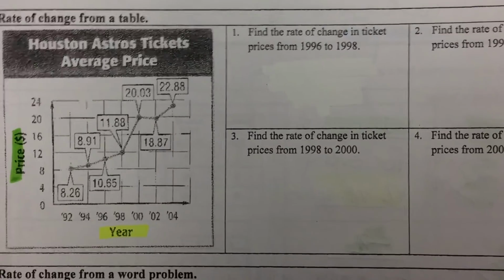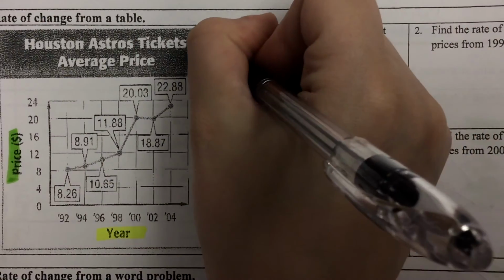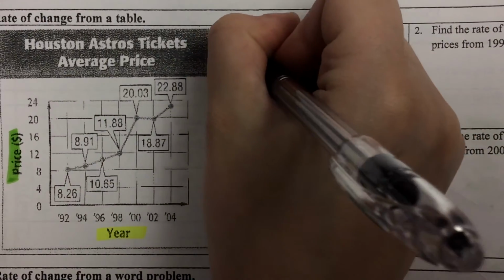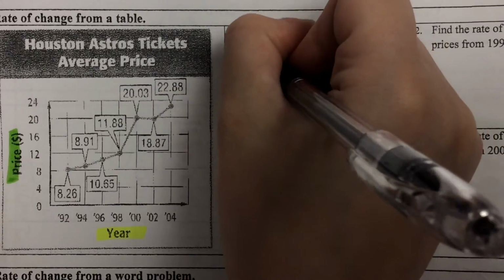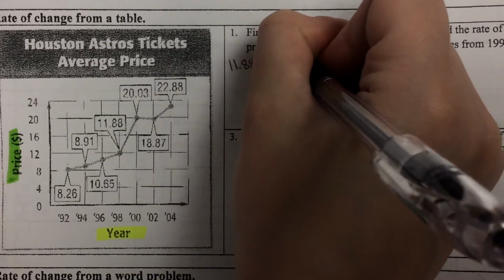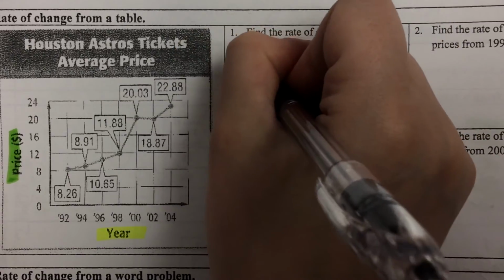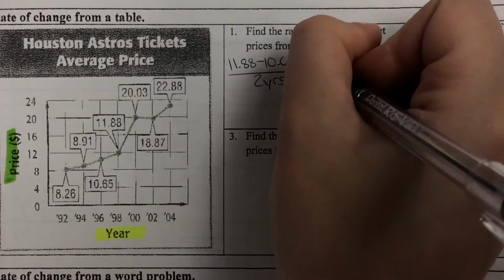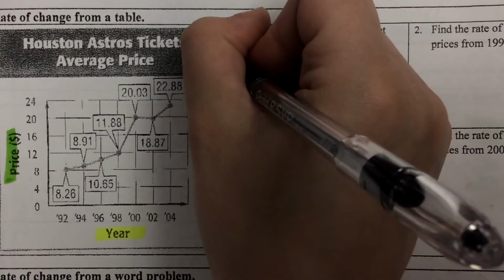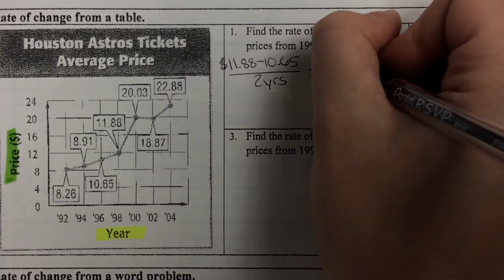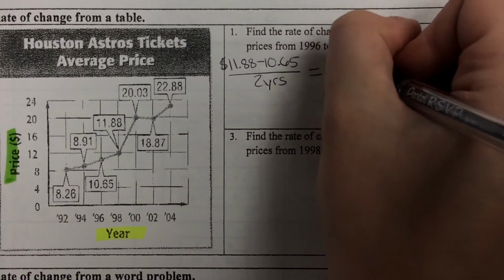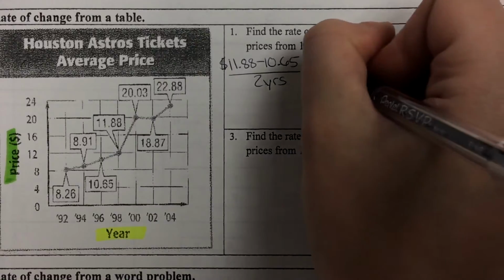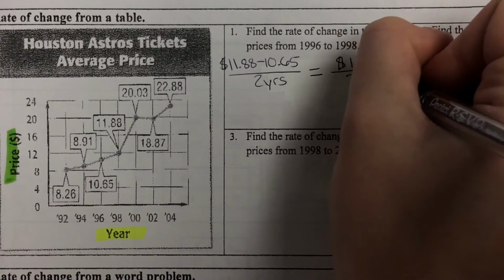So let's write this as a rate of change. We have 1188 minus 1065 over 2 years. Okay, let's do the math here. $1.23. We're talking about money here. $1.23 for every 2 years.